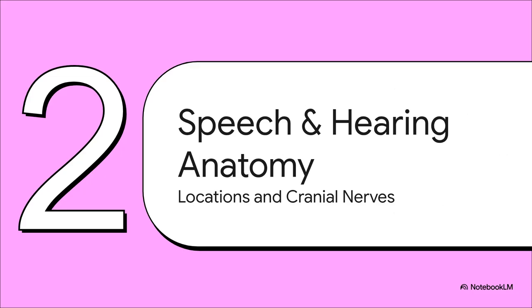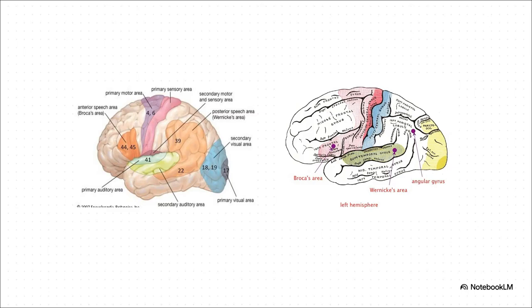Okay, let's move into our second section. Now we're going to get really specific, pinpointing the anatomical addresses of these centers and looking at the neural toolkit, the cranial nerves that make all of this possible. These two images are going to help us get our bearings. Over on the left, you've got the brain mapped out into what are called Brodmann areas. They're just regions defined by their unique cell structure.